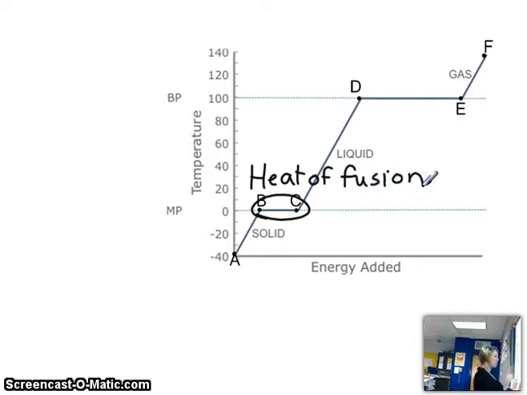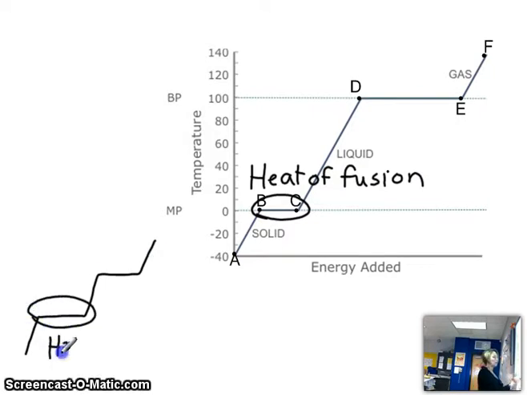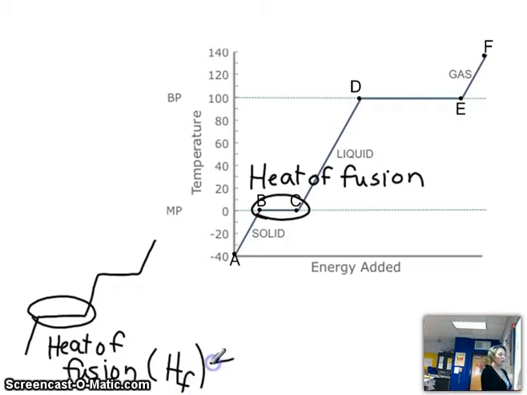And again, you could just sketch your curve with your two plateaus and label your first plateau heat of fusion. We abbreviate that HF, and it is a constant for a given substance. So for water, this is on table B.